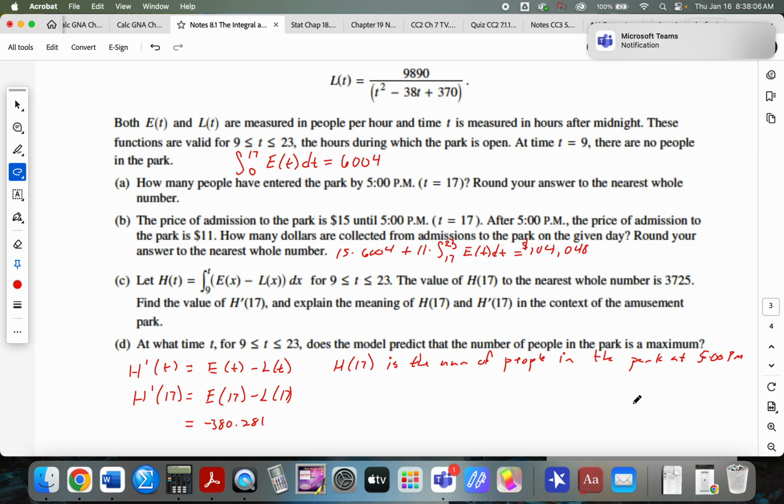And we won't take the time to write it out, but what's H prime of 17 going to tell you? It would be the rate at which the number of people in the park is changing. Right? Because H of t is the number of people in the park. H prime is going to be the rate at which the number of people in the park is changing. So that means that more people are leaving than are coming in.